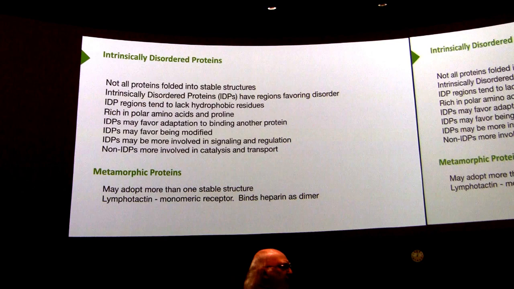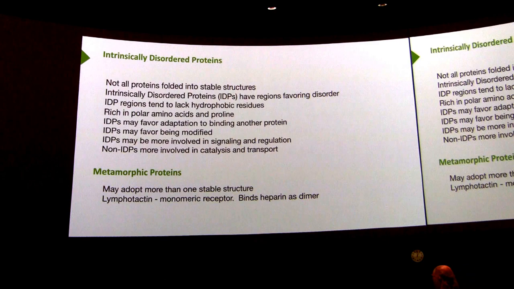So one example I gave you was lymphotactin, which functions as a monomeric receptor. However, when it binds to heparin, and we'll see heparin's involved in the preventing of blood clotting process, it binds as a dimer. So lymphotactin is able to flip between a structure as a monomer and a structure as a dimer. So a protein with such an ability would be referred to as a metamorphic protein.